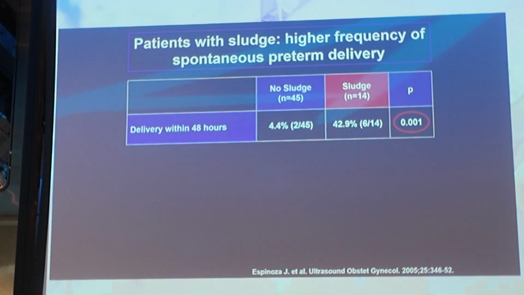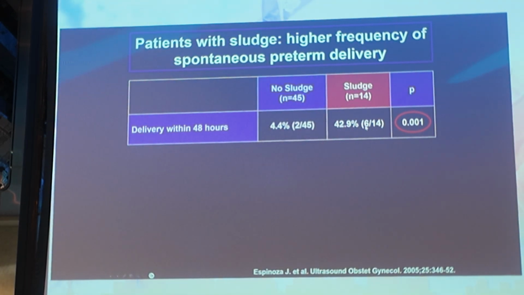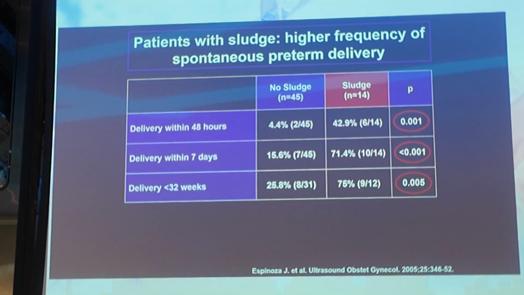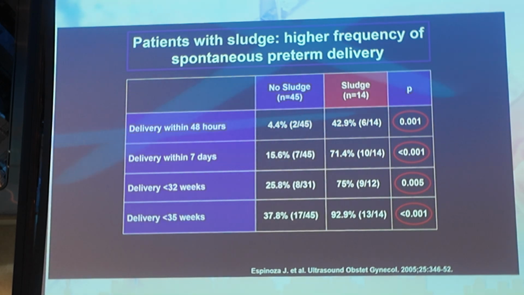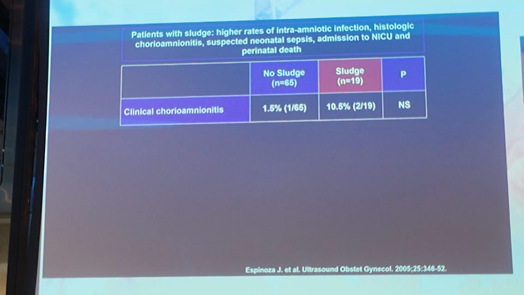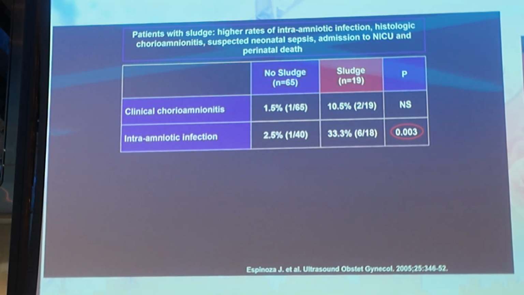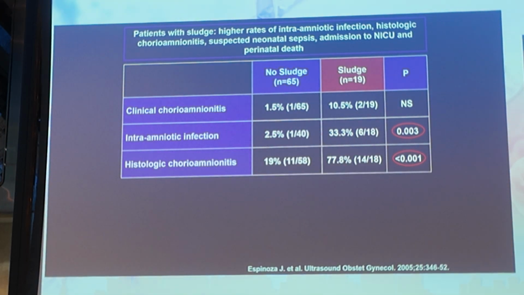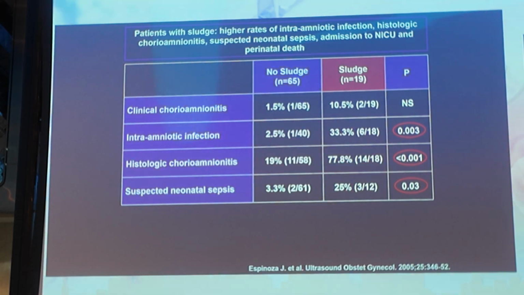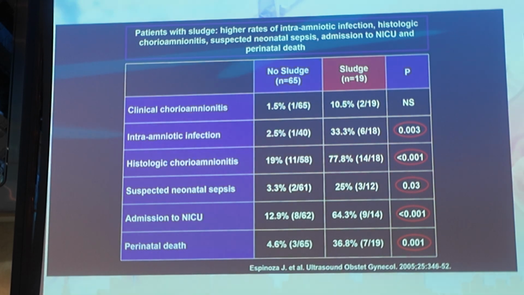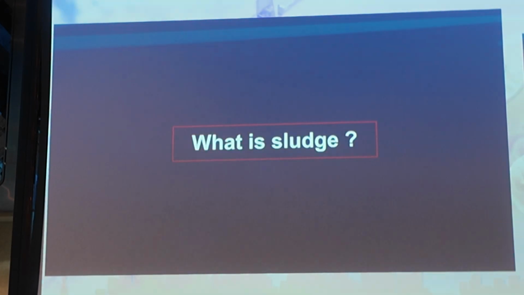The patients with sludge were more likely to have delivery within 48 hours, delivery within 7 days, less than 32 weeks, less than 35 weeks. And also, they were more likely to develop clinical chorioamnionitis, actually 10 times greater, though not significant; it's a function of the numbers. They're more likely to have intraamniotic infection diagnosed by amniocentesis, acute histologic chorioamnionitis, suspected neonatal sepsis, and babies were admitted to NICU. And by the way, they were more likely to die, so sludge is important.